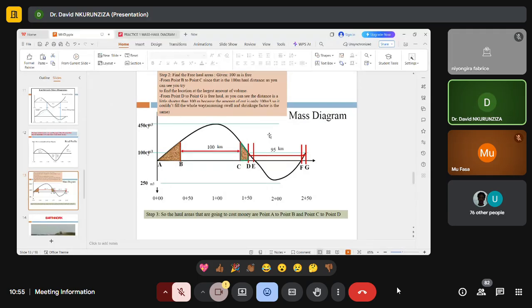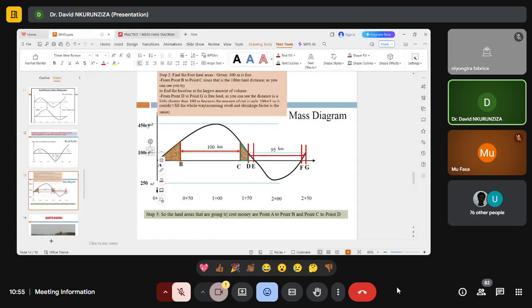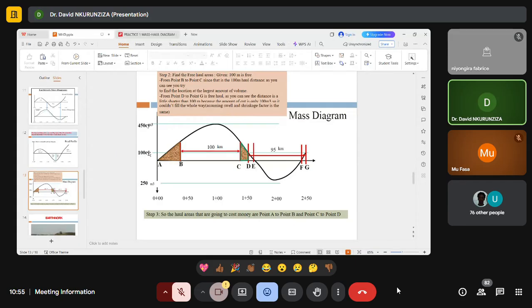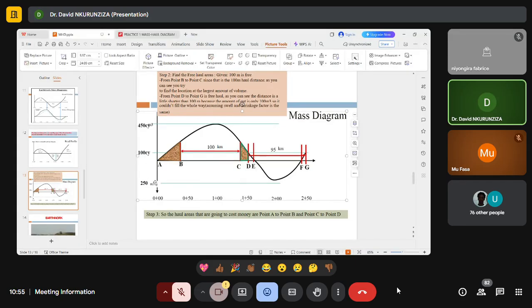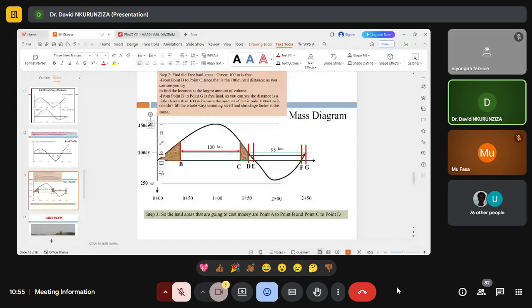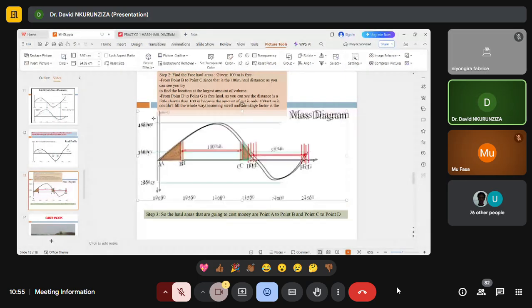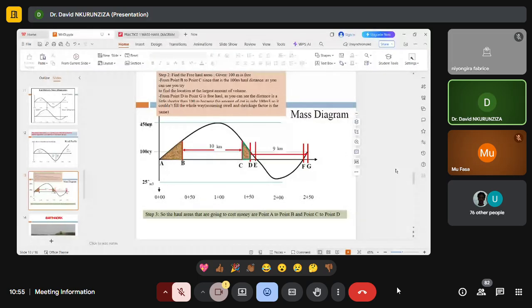Of course, these are some of the examples I am going to prepare and then share with you. And what you have to know is that on the whole mass flow diagram, you always have the changes and then you have the volumes. So you can see some distances.